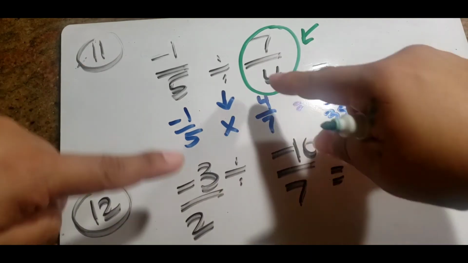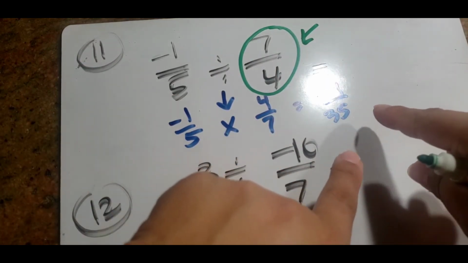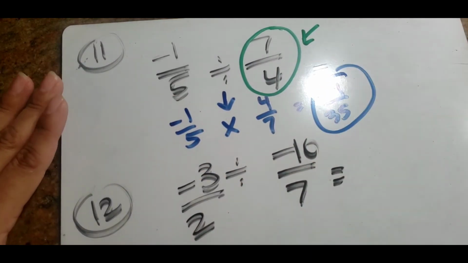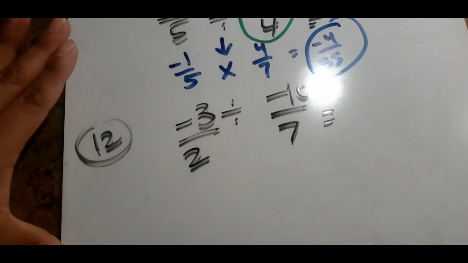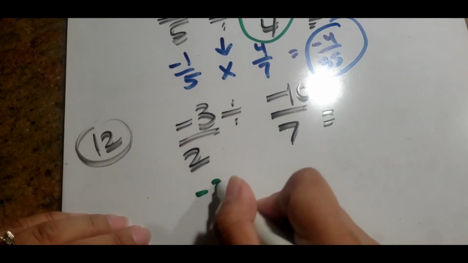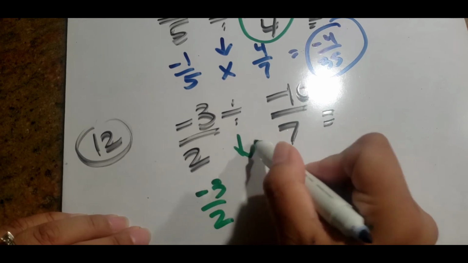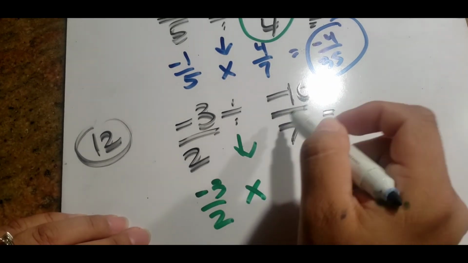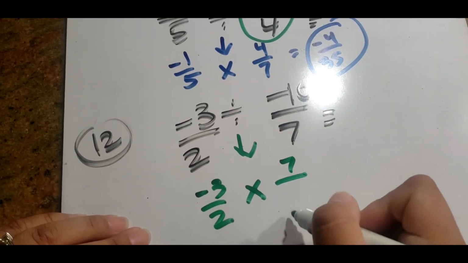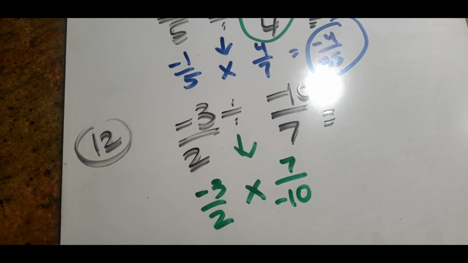If there's nothing you can simplify ahead of time, usually there's nothing you can simplify here. And so this is my final answer. Okay, let's try another. So negative 3/2, I would write that down. Remember, you go from division to multiplication, and then you do the reciprocal. So it's now 7 over negative 10.